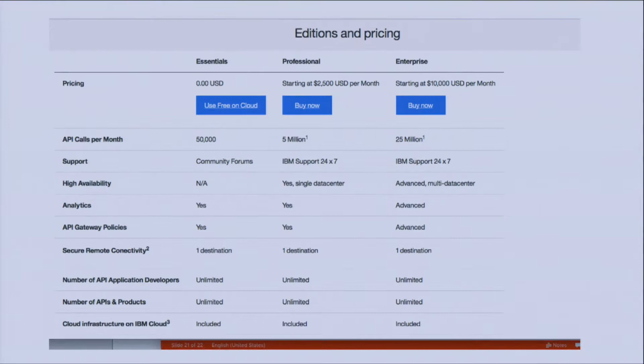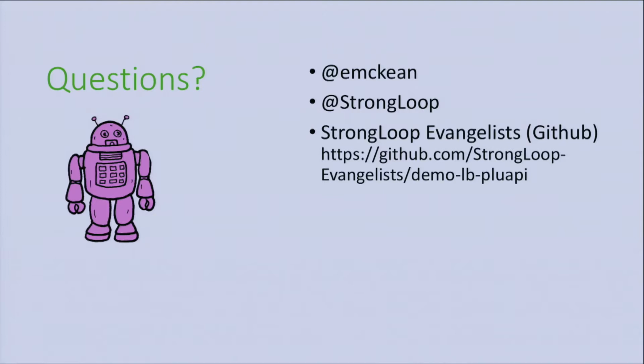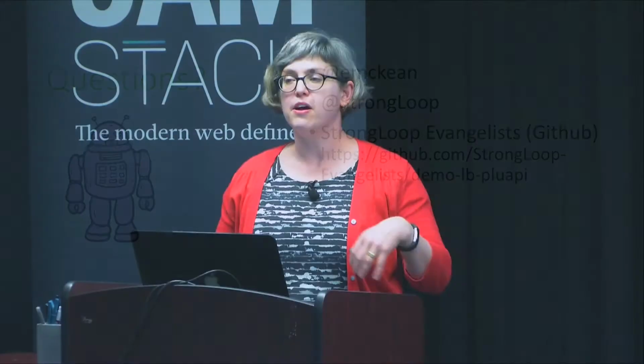So again, here's where you can find me on Twitter. And this whole repo is available in the StrongLoop Evangelist GitHub repo. It actually has a little bit more. It has custom methods, and it also shows you how to delete endpoints and more stuff like that. So the repo is a little bit more fleshed out than this.